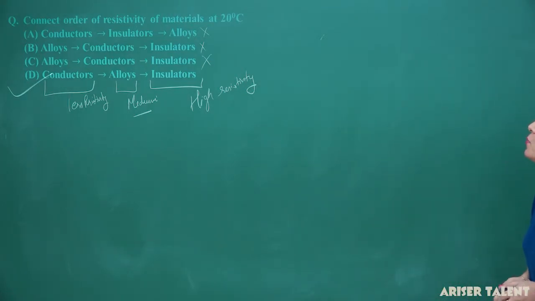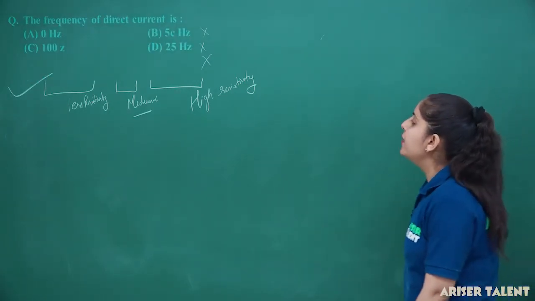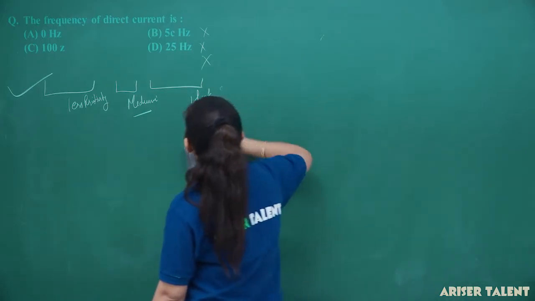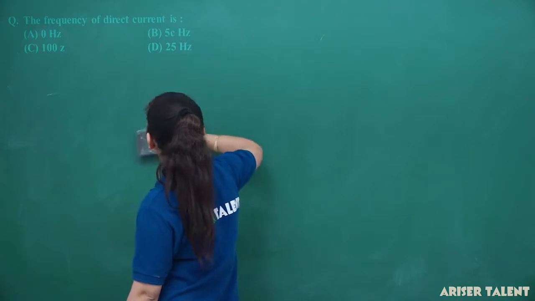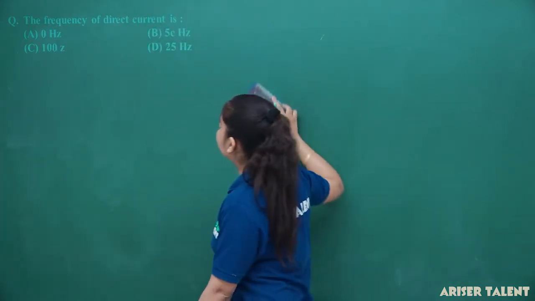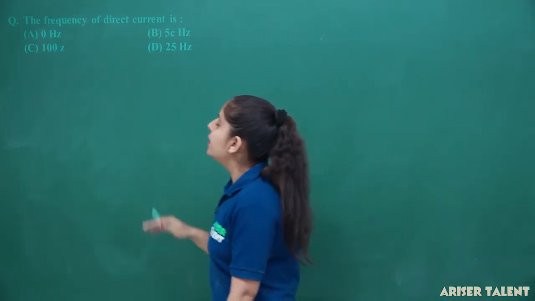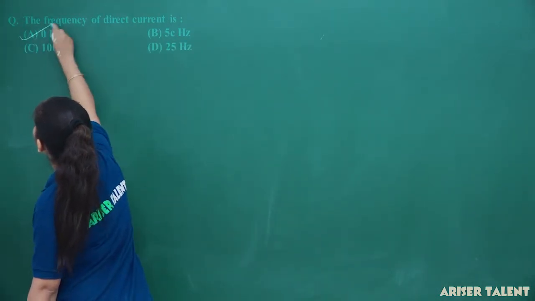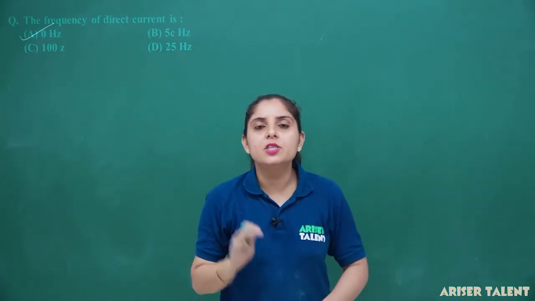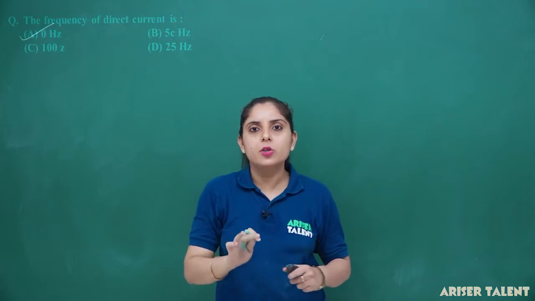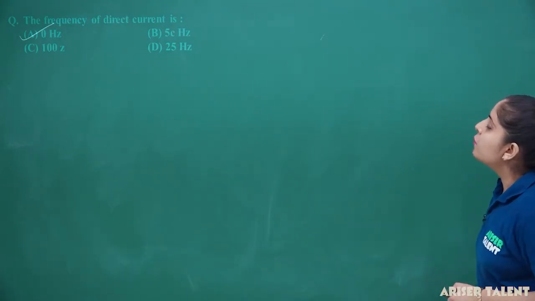Now let us move to the next question we have. Frequency of direct current is. You know that the AC supplied at our homes is 220 volt, 50 hertz, but if I am calculating the frequency of the direct current, it is always 0 hertz. So this point you have to remember here, that the frequency of the DC supply will be 0 hertz.